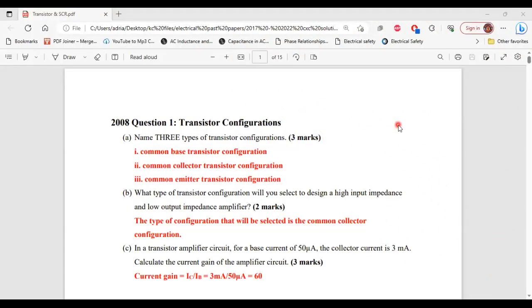Greetings, everyone. Welcome to E&E Learning Hub, where I'm going to go through and explain the solutions for questions related to transistors and silicon control rectifier.